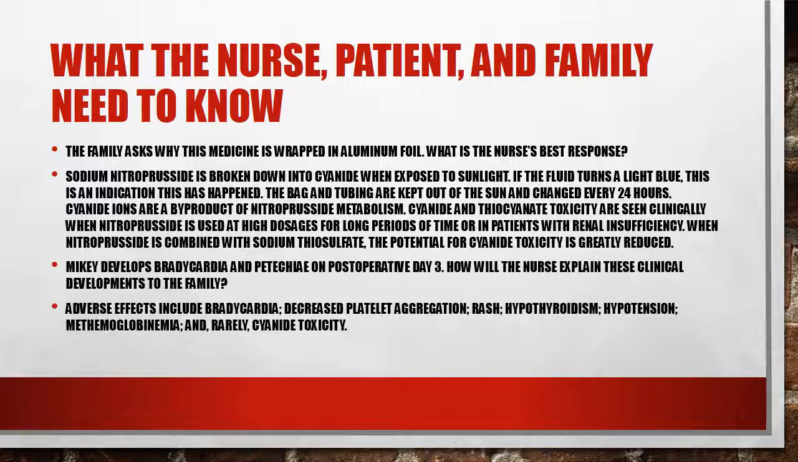And so the petechiae is the bruising that they're seeing from the decreased platelet aggregation, decreased platelet sticking, and then it can decrease the heart rate as well. We'll talk more about hypothyroidism later. And then the other has to do with muscles.